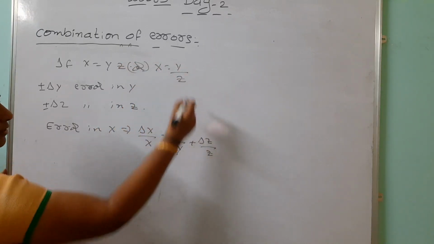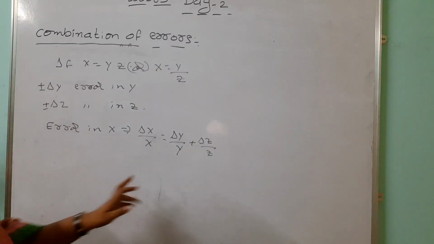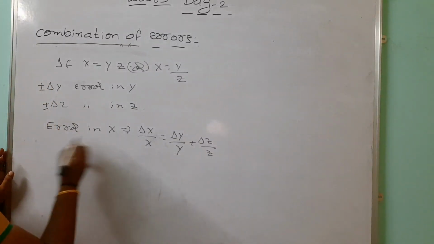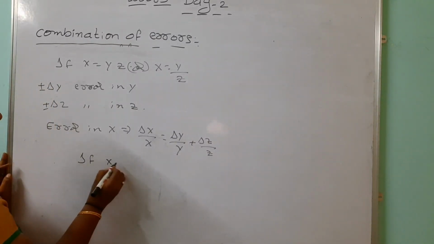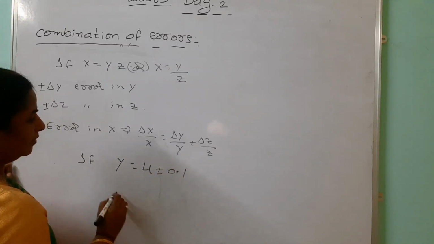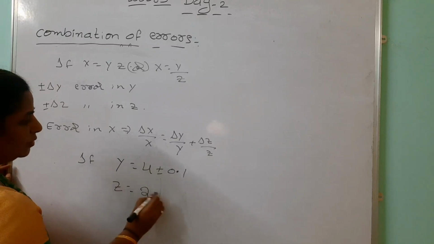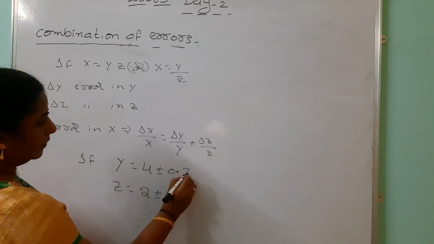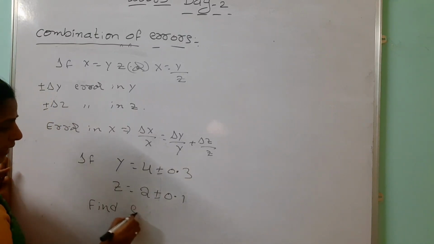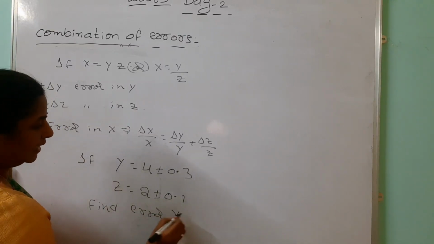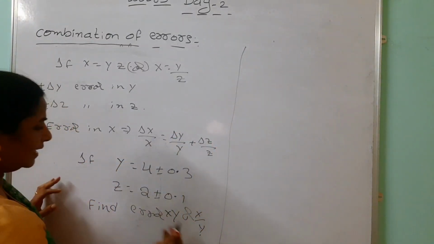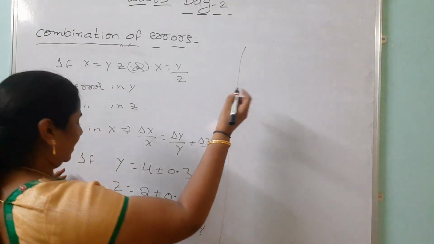Even y by z also you can get it: delta y by y plus delta z by z. How to do this one? One practical example we are taking. Look here. Here, y equals 4 plus or minus 0.1 and z equals 2 plus or minus 0.1. Find error in yz and y by z. Both are the same only here. So error in yz and y by z we are taking.